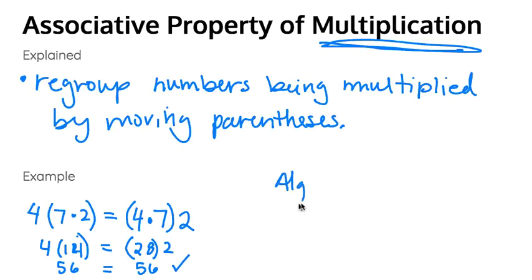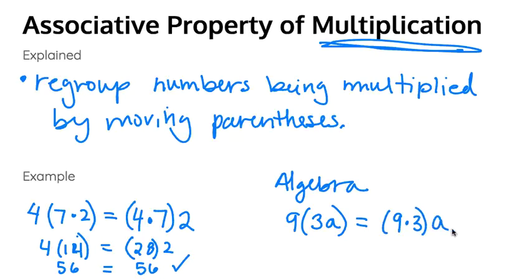Now for the algebra example, if I had 9 times 3a, this is 9 times 3 times a. If I wanted to regroup, I could make it 9 times 3 times a with the parentheses moved. And again, when we're regrouping things, we're not moving any numbers around. You are literally moving the parentheses. You're changing which numbers are grouped together.